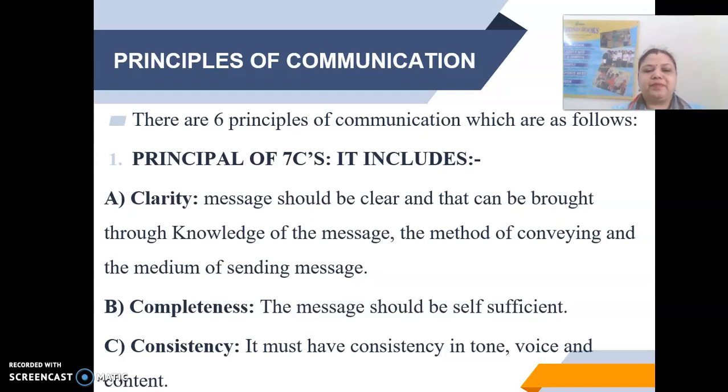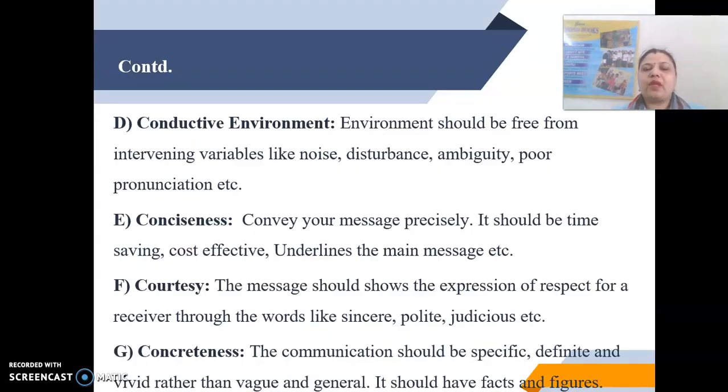Next is consistency. It must have consistency in tone, voice, and content. The continuous change in tone or voice may confuse receivers and there may be a miscommunication. Next is conducive environment. Environment should be very conducive and it should help to promote communication in a proper manner. It should be free from intervening variables like noise, disturbance, ambiguity, poor communication and pronunciation, etc.